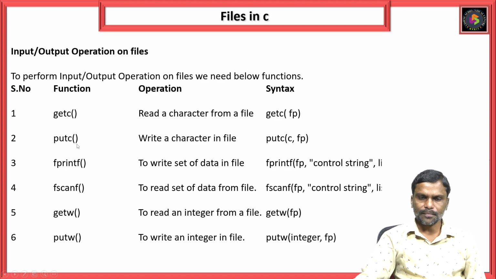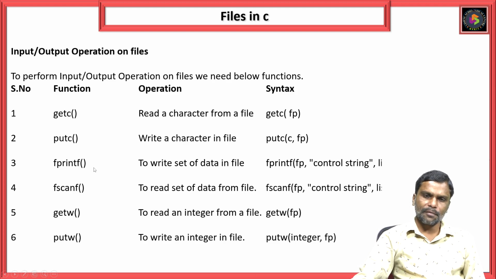Similarly, putc, and here you can see getw also. getw and getc work like the scanf functions, but the syntax is different: getw(fp) and getc(fp). With the scanf function along with the file pointer, we have to declare control strings and the list. This is the syntax of that.